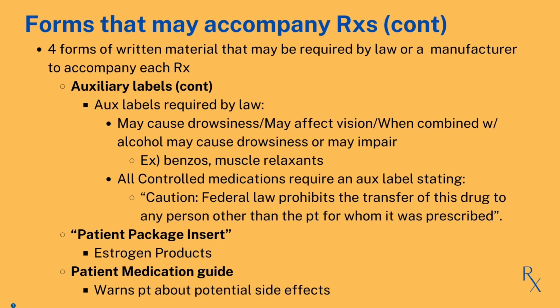All controlled medications require an auxiliary label stating, "Caution, federal law prohibits the transfer of the drug to any person other than the patient for whom it is prescribed." Other forms include patient package inserts, which are mainly with estrogen products and other products. And lastly, patient med guides, which warn patients about potential side effects and adverse effects.